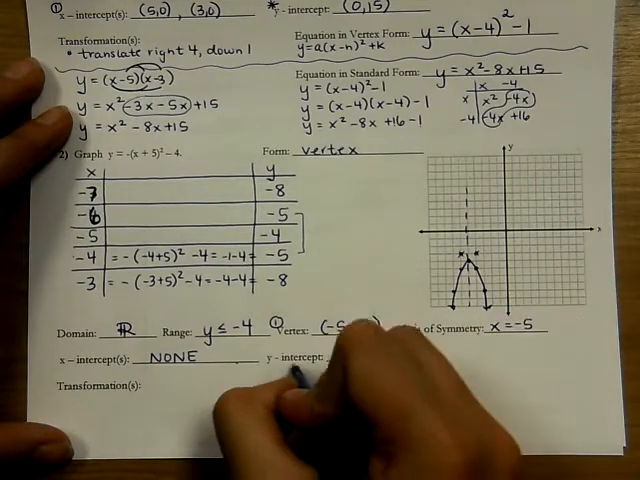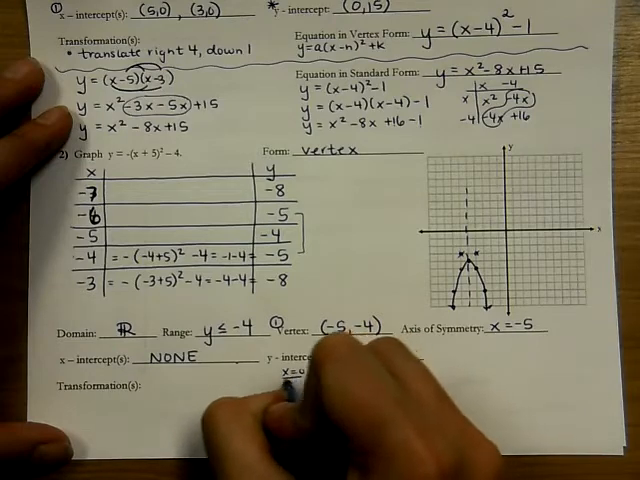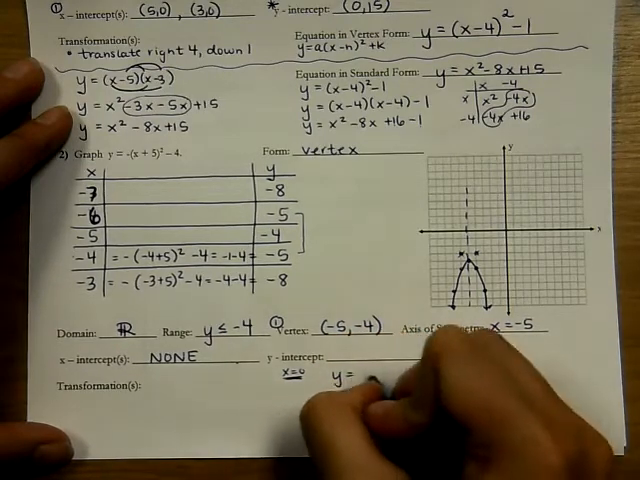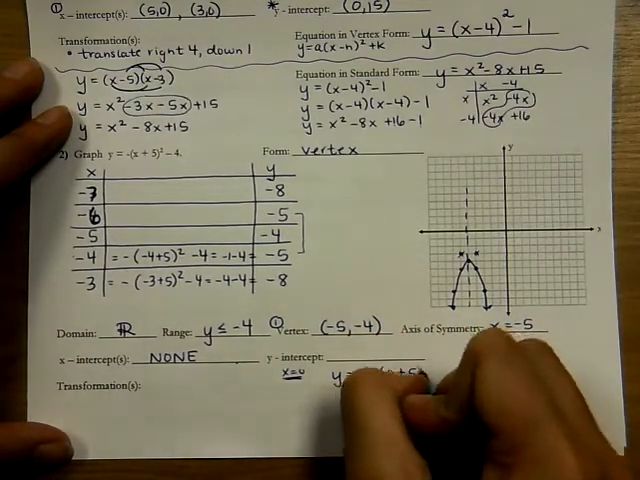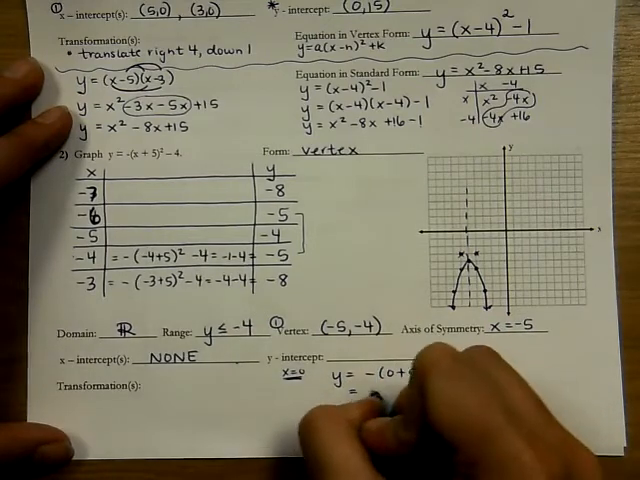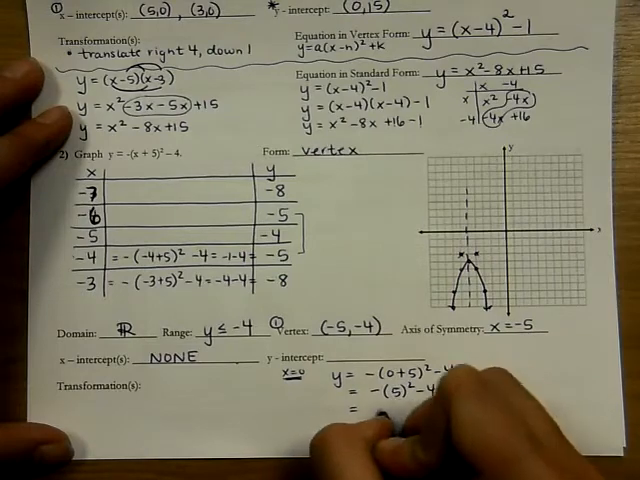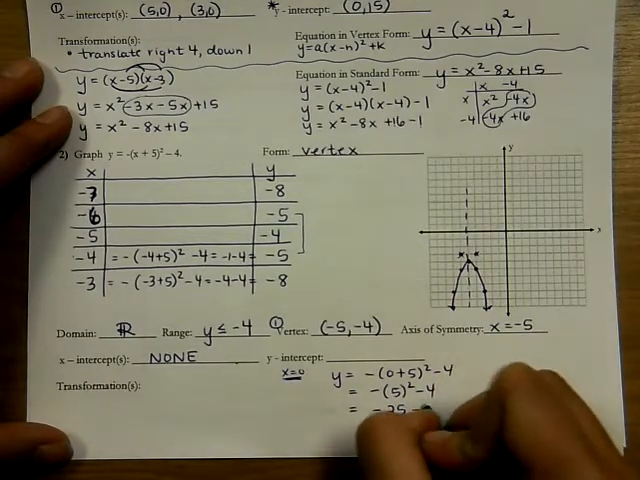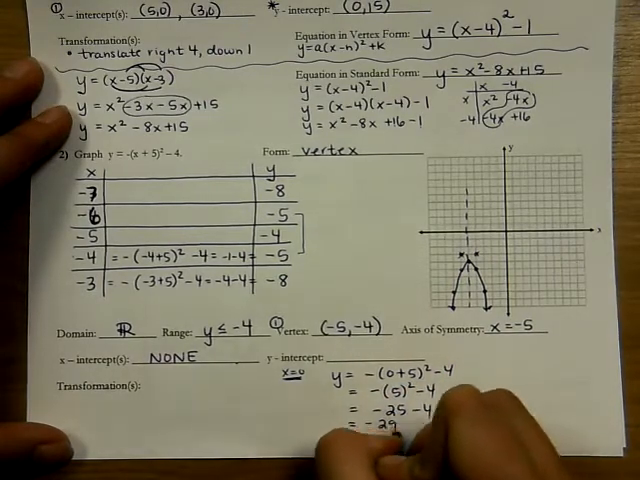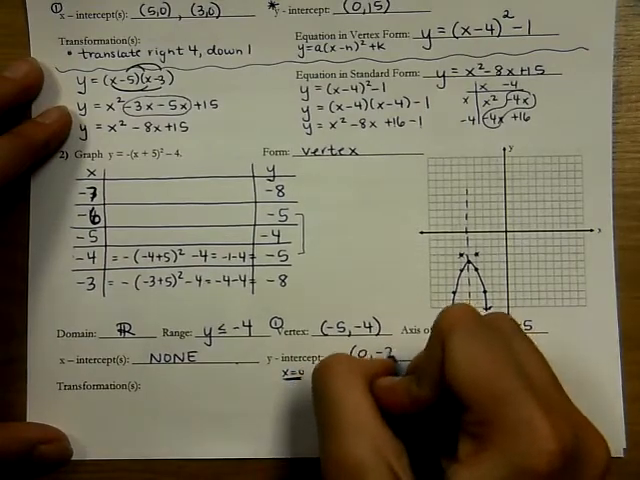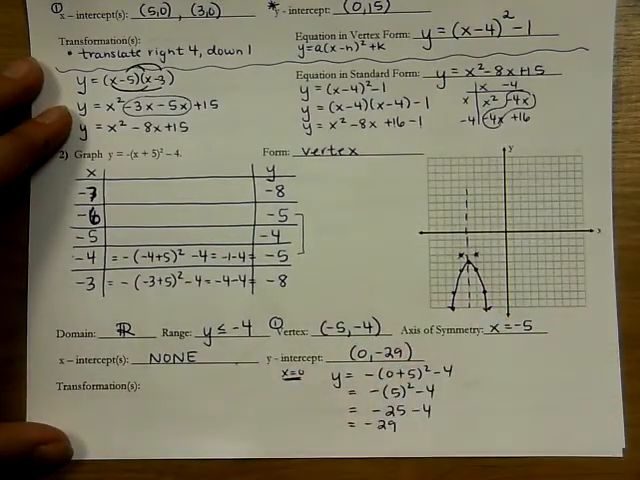To get the y-intercept, I remember that that's just letting x equal 0. So I will let x equal 0, and then we'll simplify and see what we get. If I use order of operations, again, 0 plus 5 is just 5. Then I do the exponents. 5 squared is 25, and I carry that negative down, and I get negative 29. So my y-intercept would be 0, negative 29.